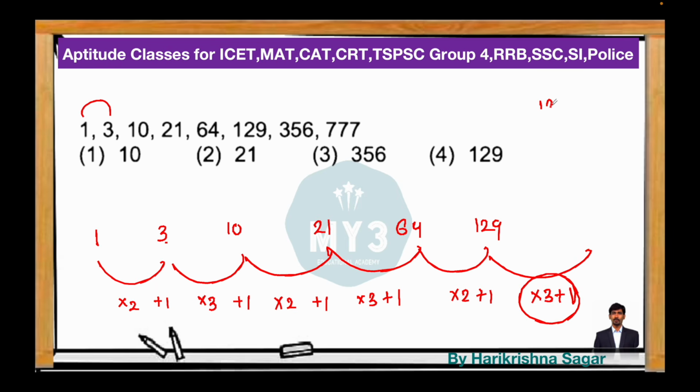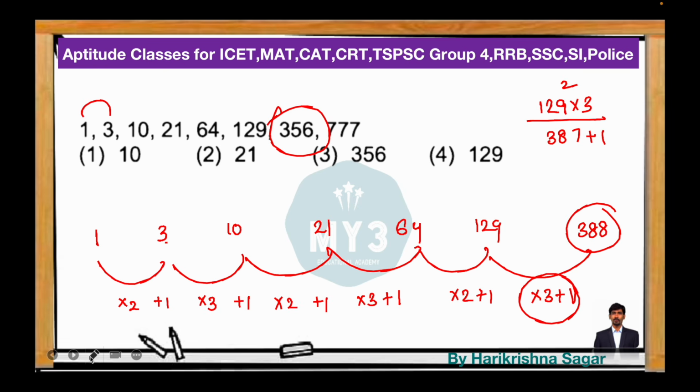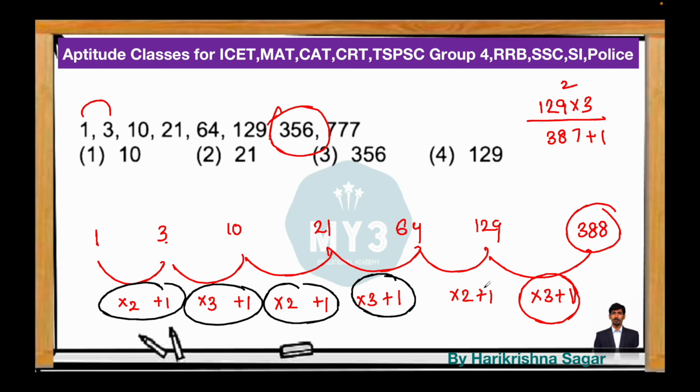So what is 129 into 3? That's 9 threes are 27, and 6 plus 2 is 8, so 387 plus 1. It should be 388. But what have they given? 356. Because the pattern is very clear: into 2 plus 1, into 3 plus 1, into 2 plus 1, into 3 plus 1, into 2 plus 1, into 3 plus 1 will come. That means the number should be 388 but it is given as 356.